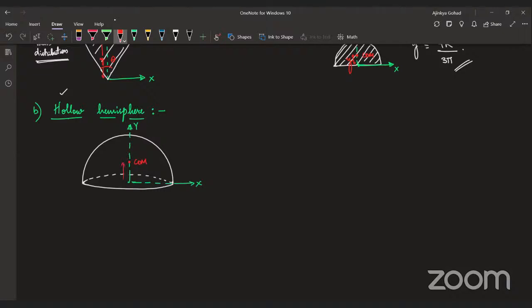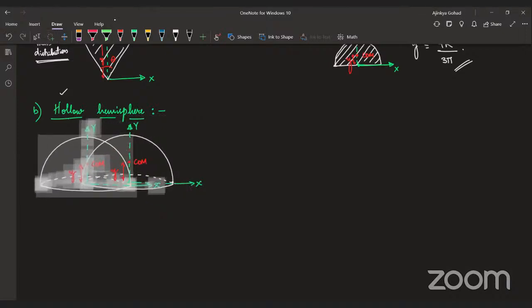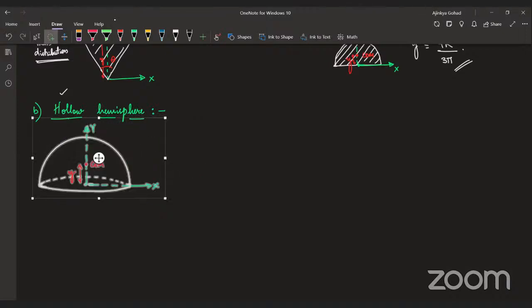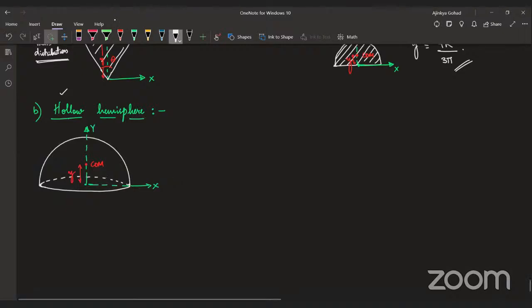You can also tell this from intuition. Even if you do not know the exact position of center of mass, you can tell this from intuition that the center of mass is going to lie somewhere on the y-axis itself. So the y coordinate of the center of mass here for the hemispherical shell is r by 2. It is r by 2.